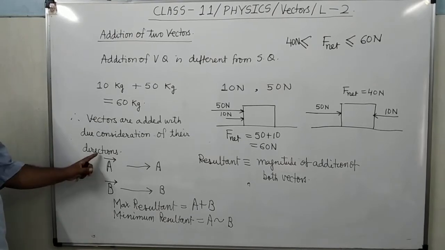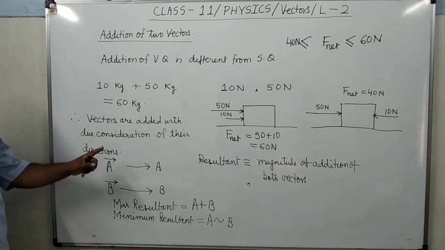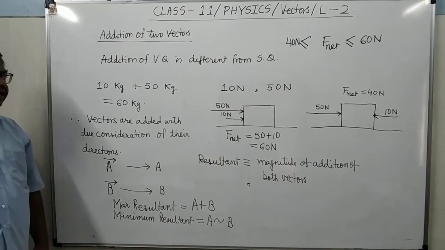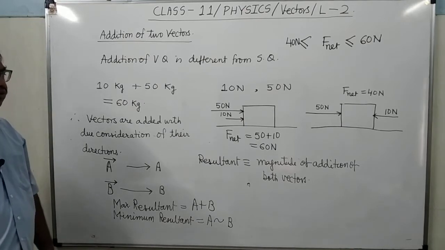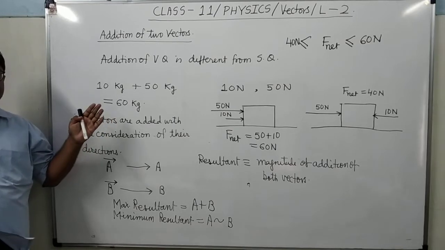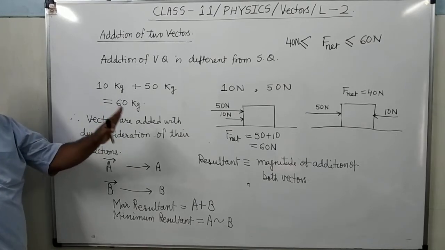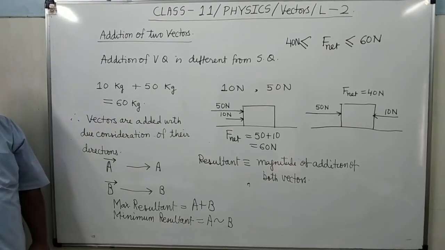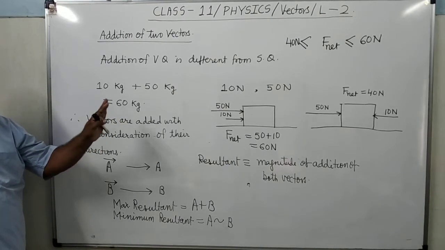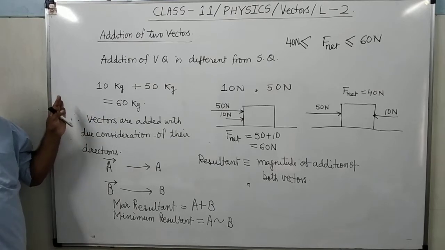The maximum resultant which two vectors can produce is equal to the sum of their magnitudes. The minimum resultant which two vectors can produce is equal to the difference of their magnitudes. Now how will you add two vectors? That I am going to explain. It is very clear from here that vector addition is different from the addition of scalars. While we add vectors, we also take into account their direction.